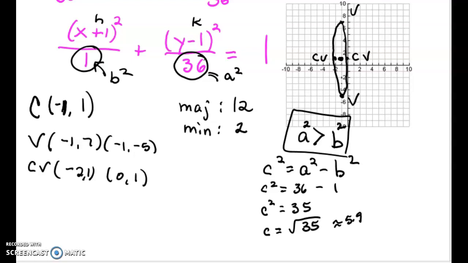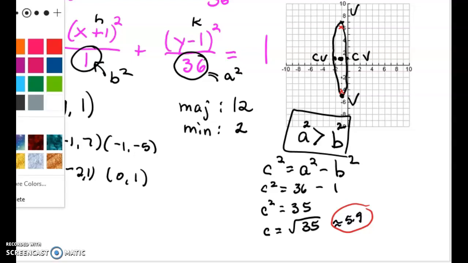So on the major axis, we're going to count 5.9 units up. 1, 2, 3, 4, 5.9. We'd have a focus right about there. And 5.9 down. 1, 2, 3, 4, 5.9 right in there. So it's very, very close. It's because it's so narrow. The foci are always on the major axis, and they are always C units from the center, so approximately 5.9 units from the center.